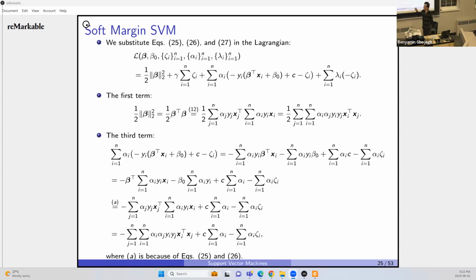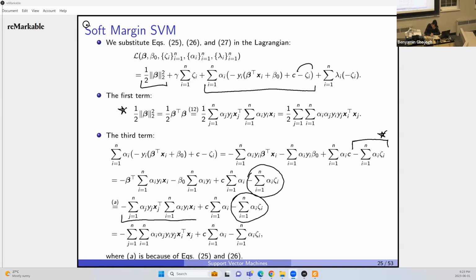Now, again, let me reflect: we substitute what we found into the Lagrangian. The first term is the same as before, right? The second term has an additional minus zeta i. Do you agree? The only difference is minus zeta i in the parentheses. Let's see how it impacts. So we have this additional term. Take a look at this. The other parts are the same as before. This is new. What am I doing? Exactly as before. So the only difference is this.